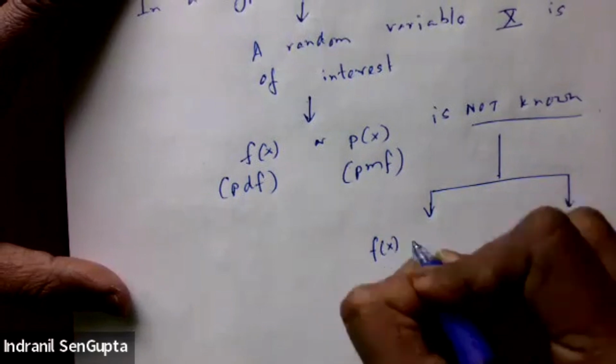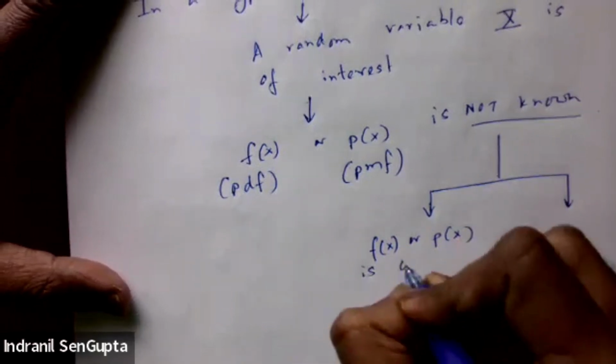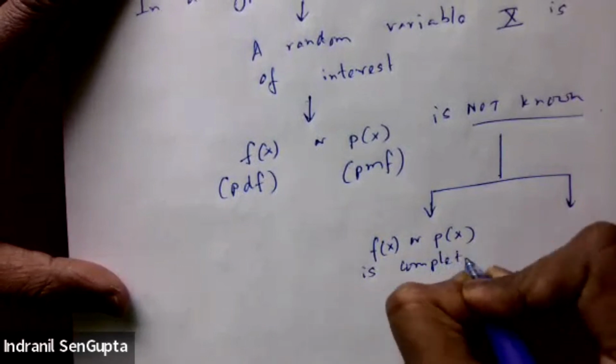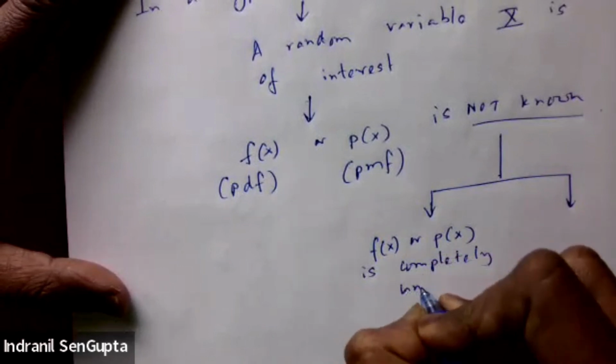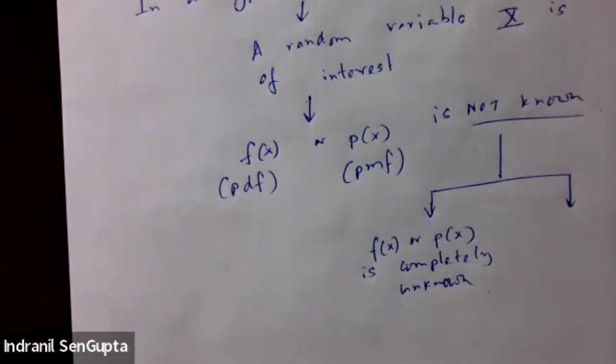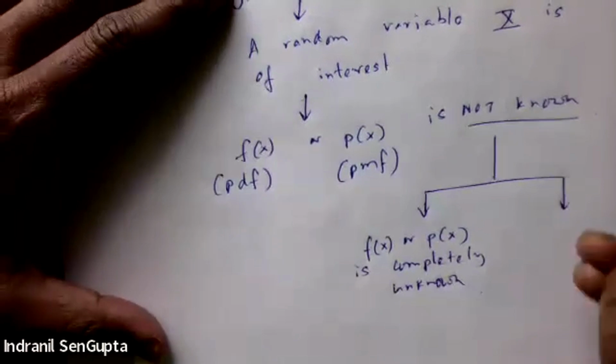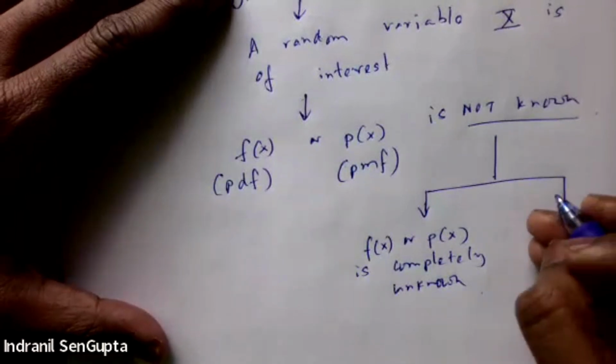One is that f(x) or p(x) is completely unknown. You don't know anything about it. You don't know if it's normal, you don't know if it's binomial or what kind of distribution, we have no idea. In this case, there are techniques, but the second one is of our interest in this section.